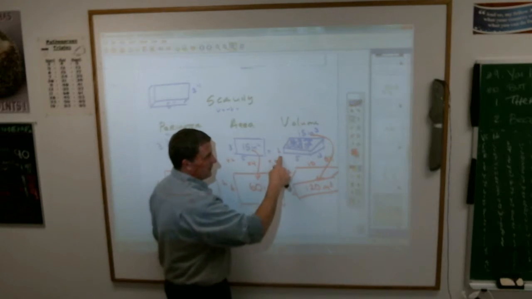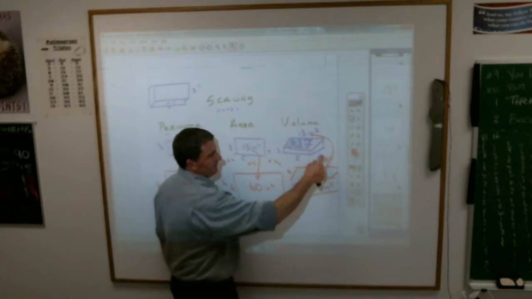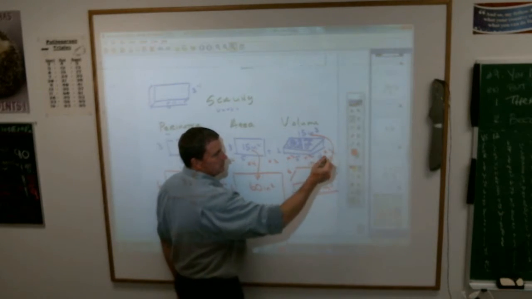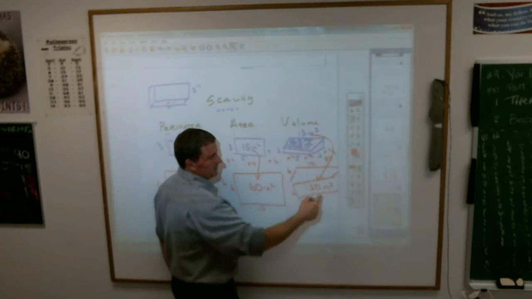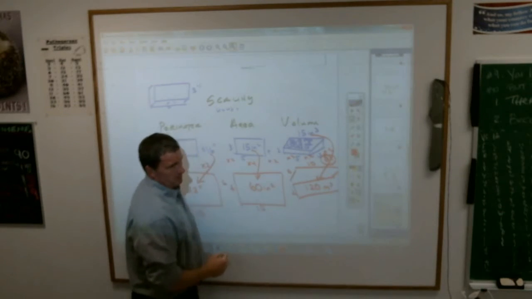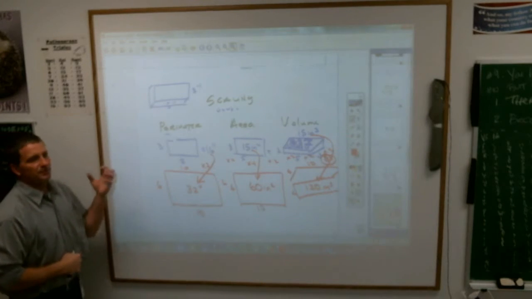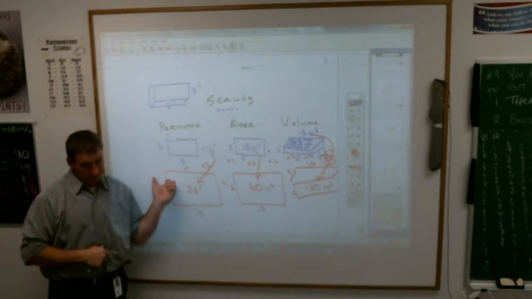This one, I doubled the 1, I doubled the 5, I doubled the 3, which means I have 3 2's multiplied, 2 times 2 times 2, that is 8 times bigger. And as you are starting to lose this here, what would happen if I tripled the dimensions?